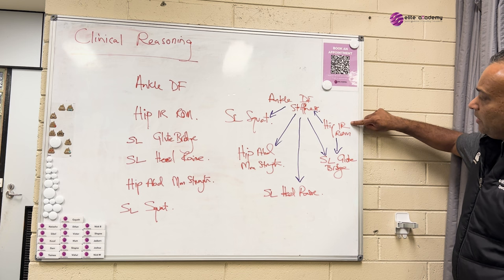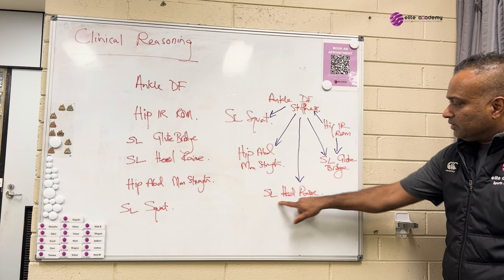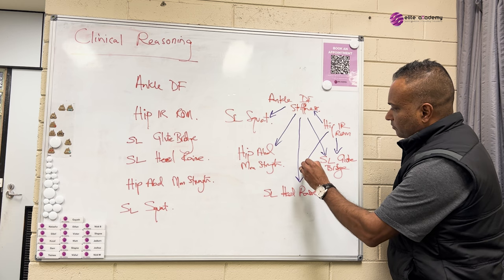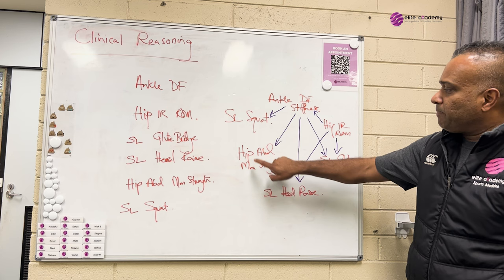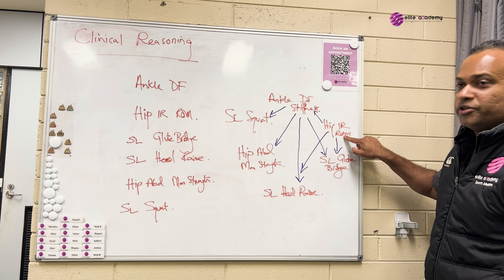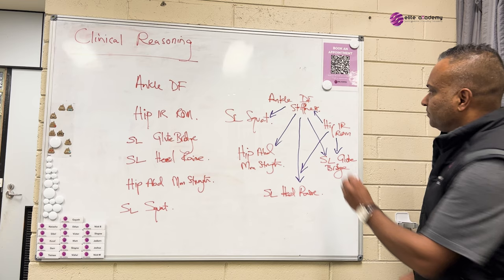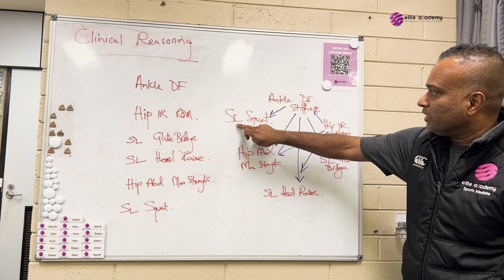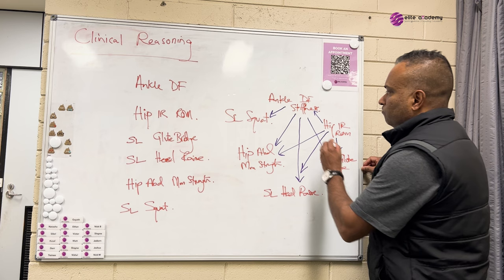Yeah. Does hip internal rotation range of motion affect the single leg heel raise, or does the single leg heel raise affect the hip? What do you guys think? So hip affecting the lower. That one? Yeah. Okay. Does hip internal range of motion affect hip abduction muscle strength, or does hip abduction muscle strength affect hip range of motion? It would be internal rotation affecting abduction. This way? Yes. Then hip internal rotation range of motion affecting the single leg squat, or single leg squat affecting this? It will be the hip affecting single leg squat. This way.